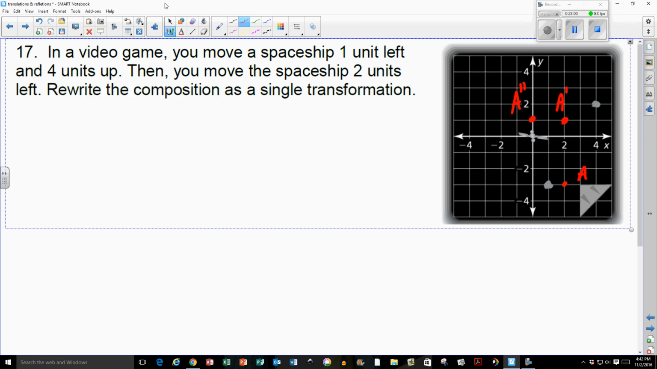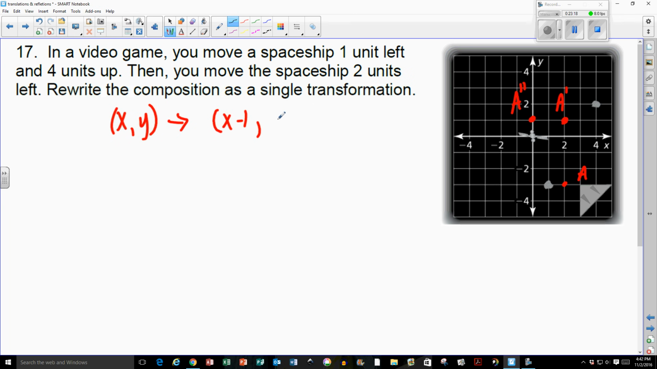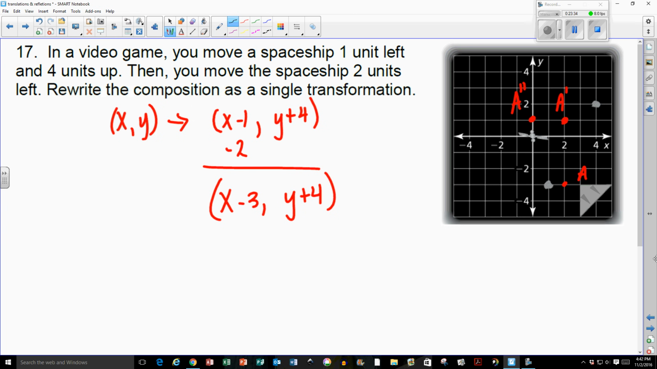Write this as a single composition. So we just want to write it as 1. So let's go here. So the first thing I want to do is I want to take the x and the y. And the first thing it said to do was 1 unit to the left, so x minus 1, and 4 units up. So that's what it told me. Then it said, then take this and go 2 units to the left, but leave the y alone. So x minus 3, y plus 4 would have been our rule that we would have needed to move this in 1 single movement instead of 2.